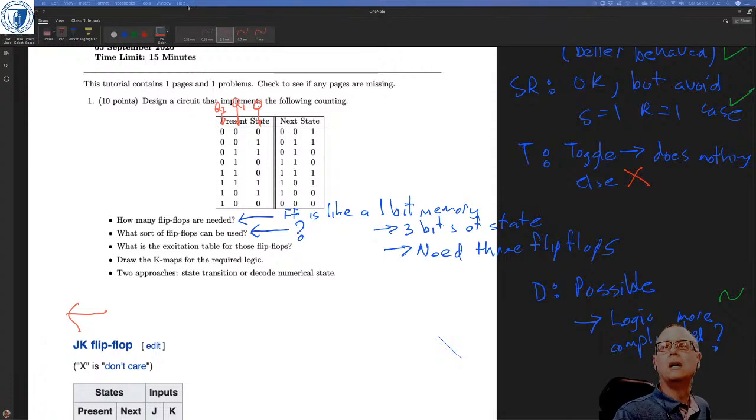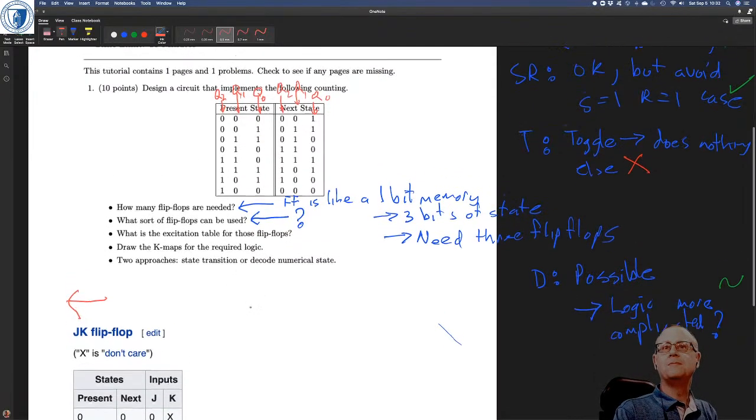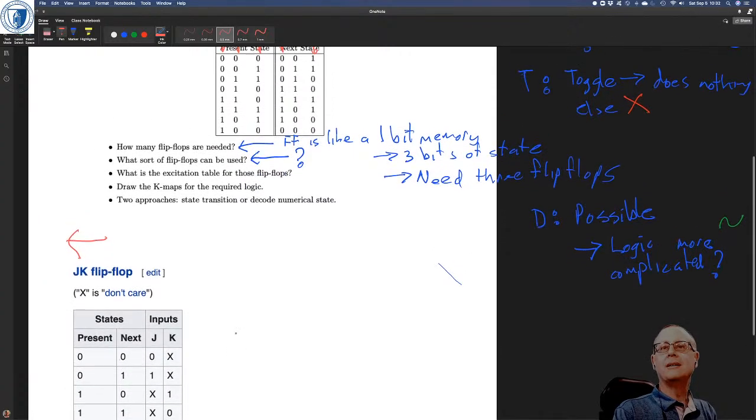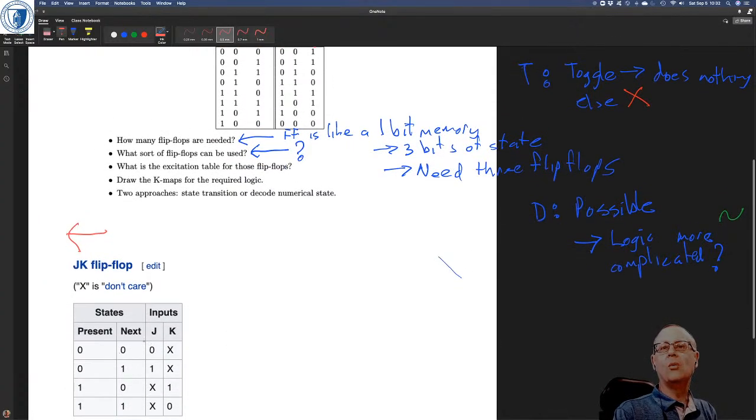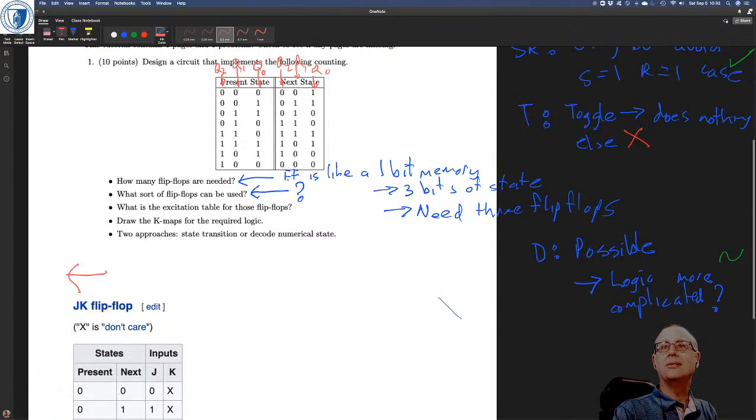Yes. Right. So for the present state we've got Q2, Q1, and this is Q0, and then this is the next state, and again this is Q2 for the next state, Q1 for the next state, and Q0 for the next state. So what we want to do is figure out what our inputs are to generate this list of outputs.